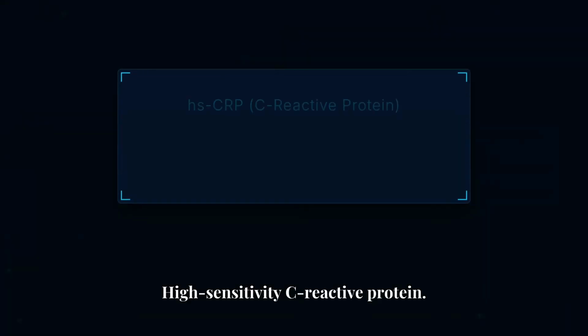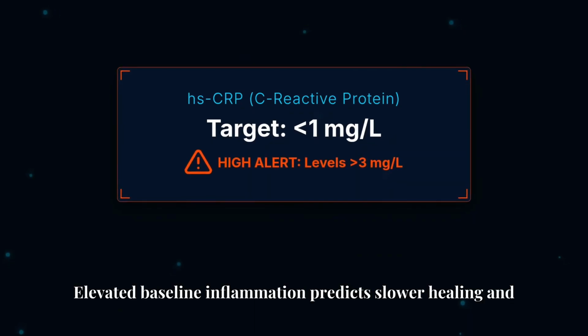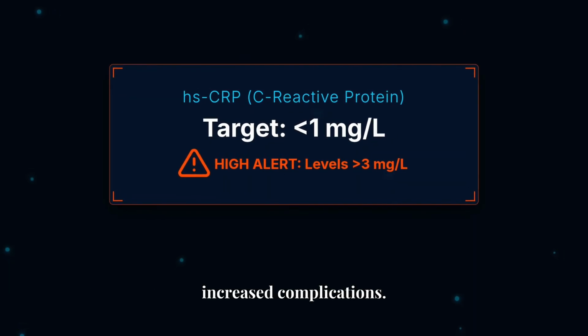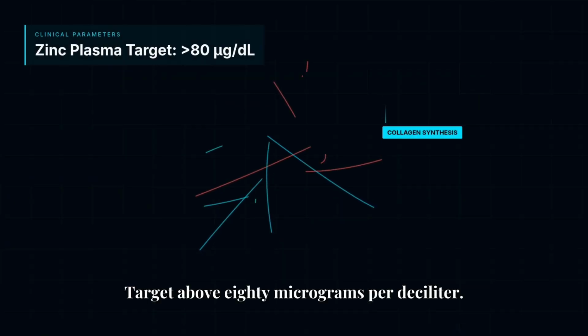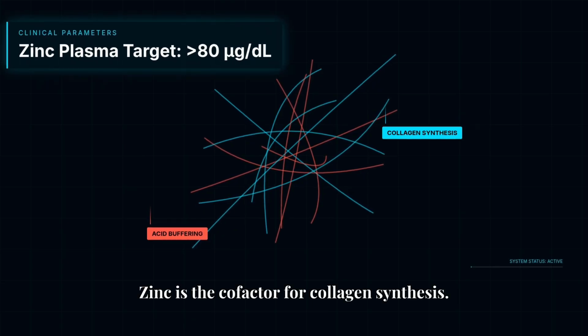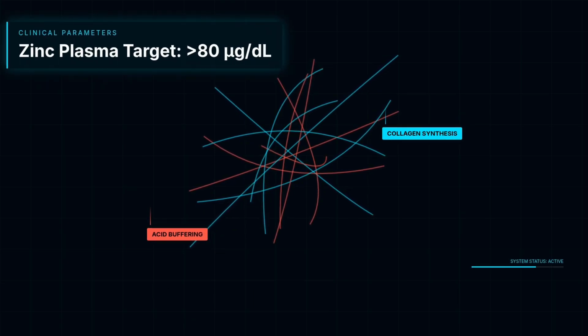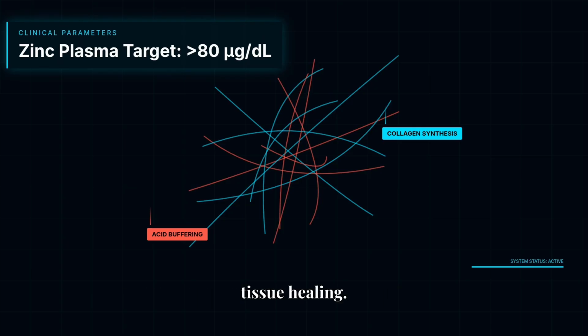Sixth, high sensitivity C reactive protein. Target below 1 milligram per liter. Elevated baseline inflammation predicts slower healing and increased complications. Seventh, zinc plasma. Target above 80 micrograms per deciliter. Zinc is the cofactor for collagen synthesis. Zinc deficiency translates directly into delayed soft tissue healing.